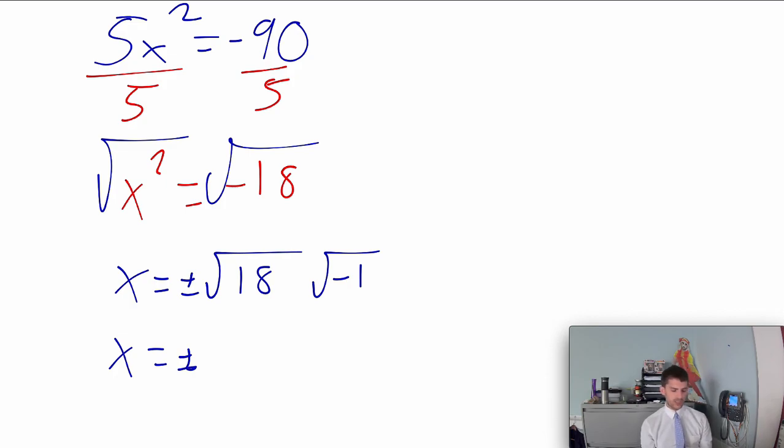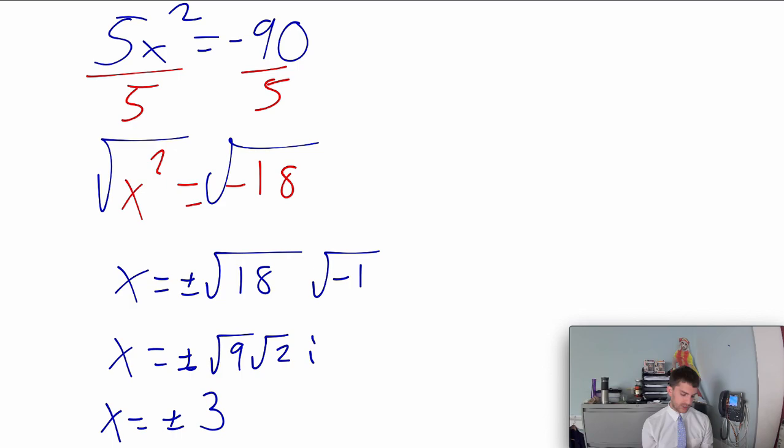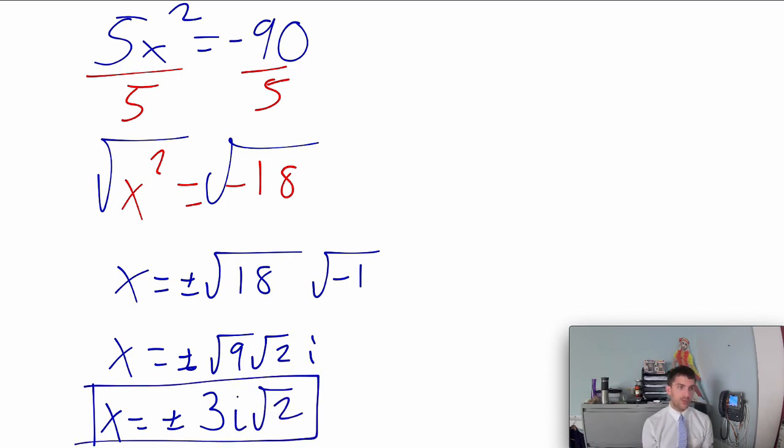And then 18, let's break that up into the square root of 9 times the square root of 2. And then the square root of negative 1, that's i. Cleaning this up a little bit more, we get plus or minus, the square root of 9 is 3, and then we have the square root of 2 times i. I'm just going to write i square root of 2. So now we have the ability to solve with imaginaries.